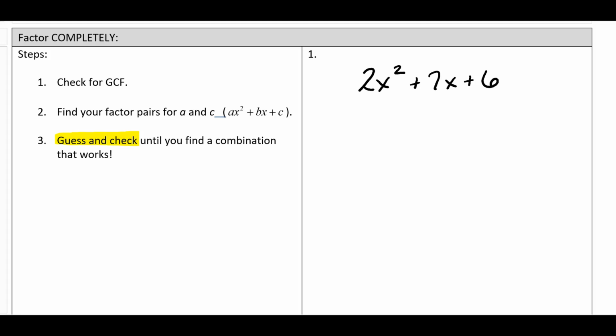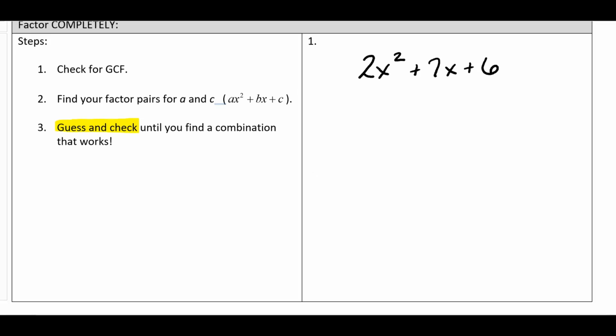So first thing I look for is a greatest common factor. And when I look at 2, 7, and 6, none of them have a common factor that goes into all 3 of them other than 1. So the next thing I'm going to do is list all my factors of a, which is my x squared, and my c. So my factors of 2 are 1 times 2. Now factors of 6 are going to be 1 times 6 and 2 times 3. And I know I'm done because I've reached my turnaround point.